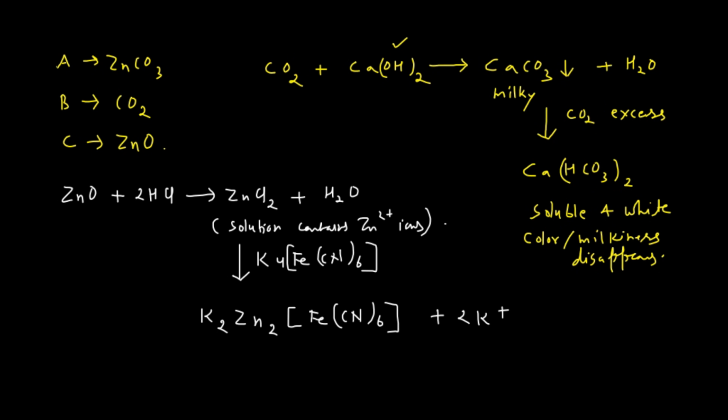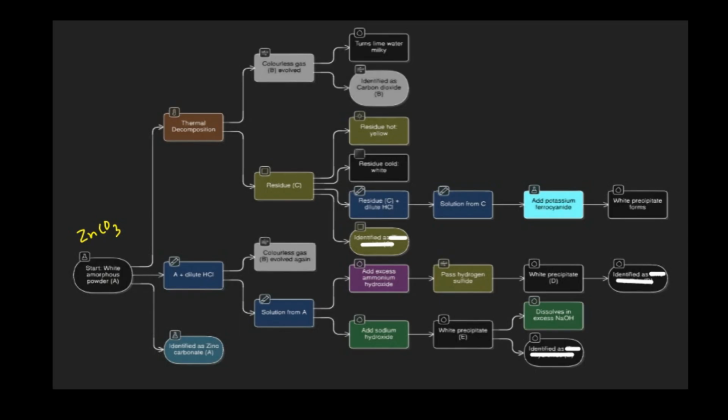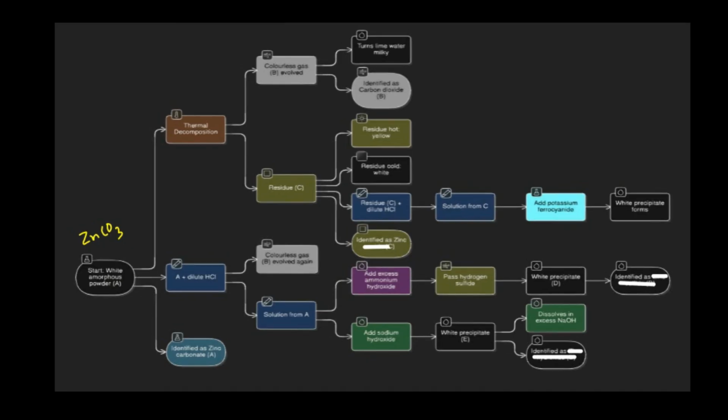So what you have done here, see, the potassium ions, 2K positive, are here, and 2K positive will be replaced by the 2 of the zinc here. So you can write this reaction with the 2 of the zinc ions. So you are getting this one, and this is nothing but your white precipitate. This observation you can see if I go back here: solution of C with potassium ferrocyanide forms a white precipitate. If I delete this, yes, C is your zinc oxide.